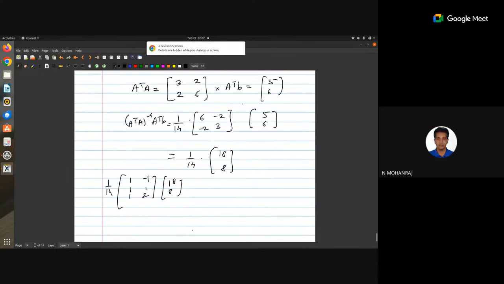So if I do this calculation, this is 3x2 and this is 2x1. So I'll get 3x1. So I'll get basically a vector, right? And that is correct. So it's 1/14.